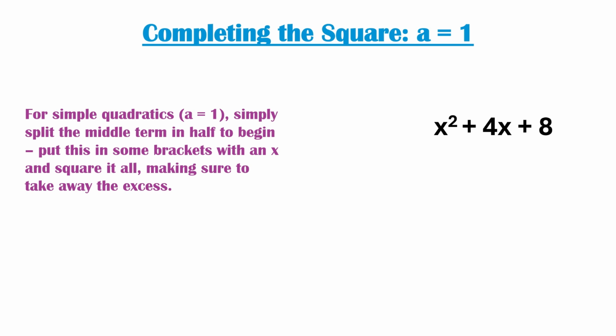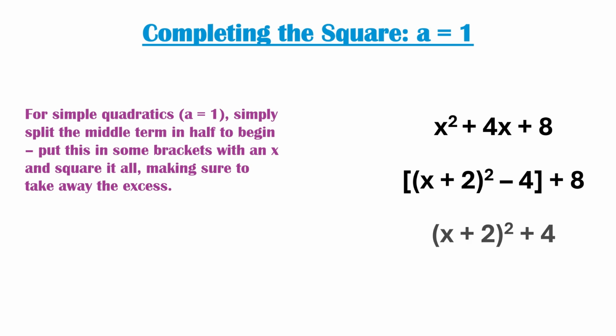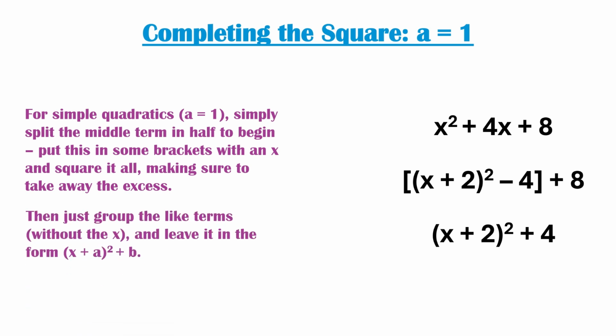And you're going to put that in a bracket, you're going to square that, and you're going to take away the excess. And by excess, I mean whatever that one was squared. And then you just collect the like terms, so minus 4 plus 8 is plus 4, and you get your final answer of x plus 2 squared plus 4.